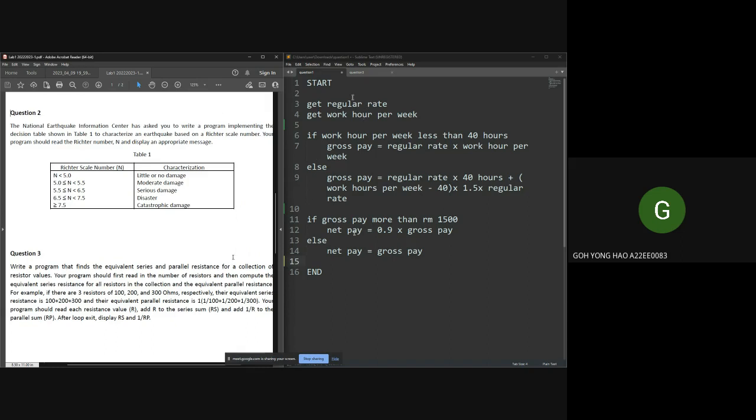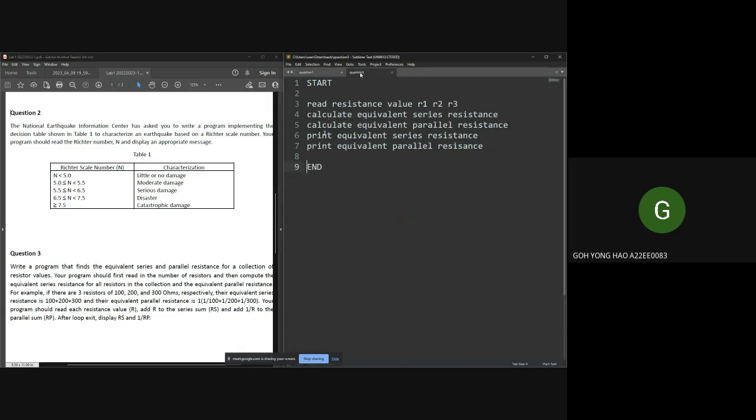This is the pseudocode. Although it looks short, it is quite generalized because for the calculation part, we don't need to get too specific about it. We just need a general idea of the flow of the programming. We start with reading the resistance values R1, R2, and R3, which are 100, 200, and 300 in this example.